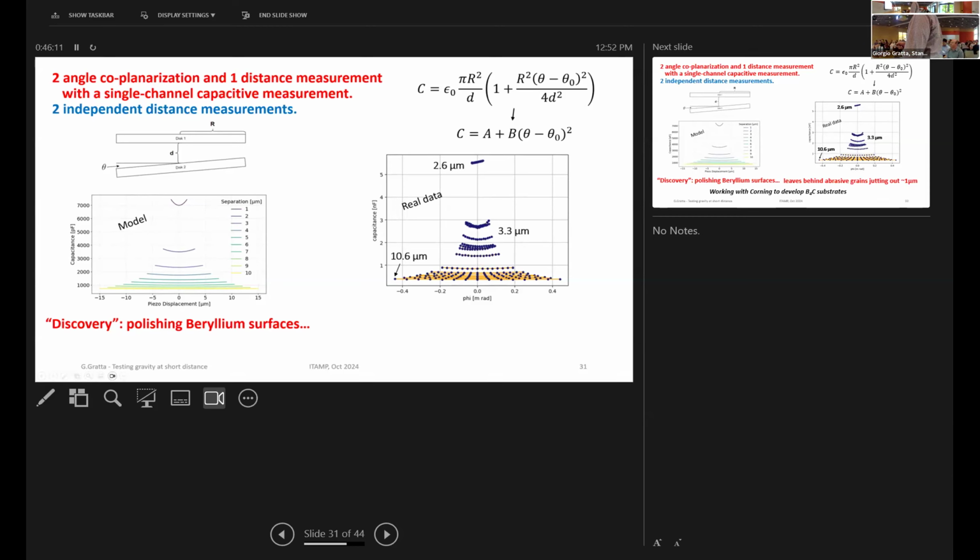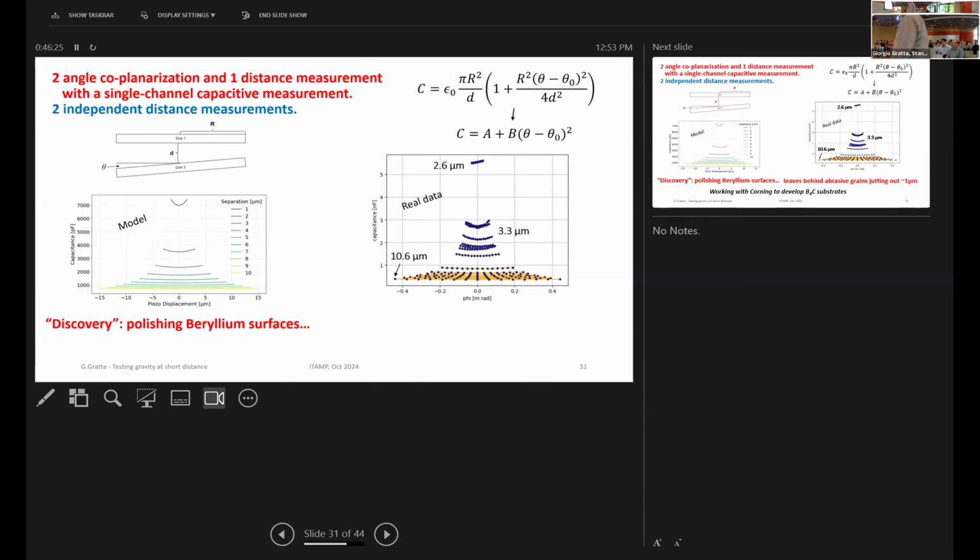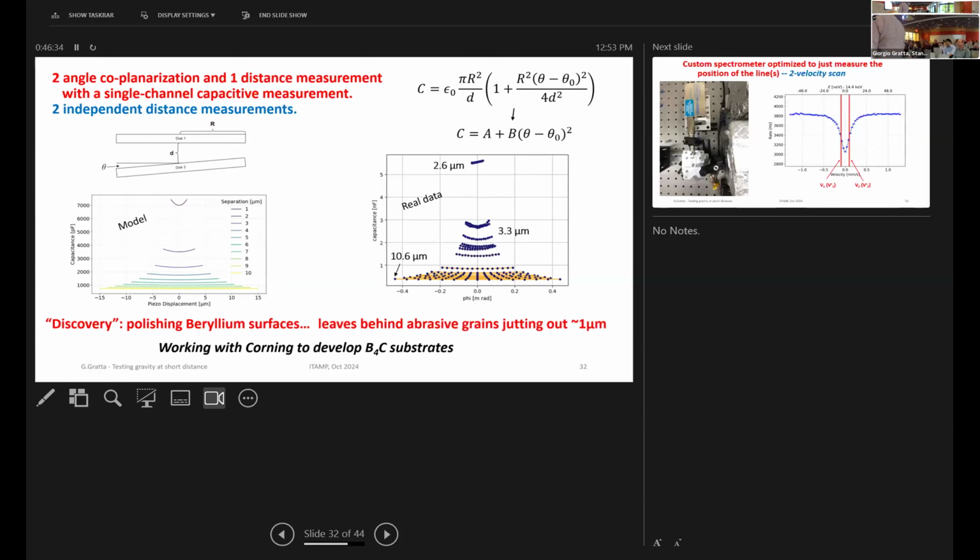This is the calculation. This is real data. But you see, at 2.6 micron it doesn't work very well. There isn't a nice minimum. And anyway, that's the best I can show you. The reason is that we've made a discovery having to do with beryllium. Polishing beryllium surfaces, you may say, well, you poison yourself. No, somebody else does it. But polishing beryllium surfaces results in little grains of the polishing compound stuck in the surface and jutting out of it. And apparently people doing this knew, and they didn't tell us because we didn't ask them.